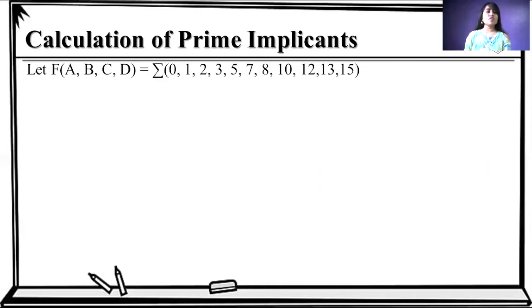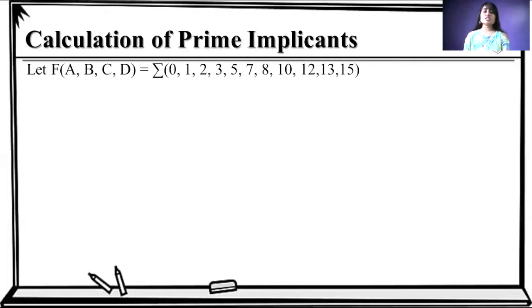Here we have a function F of A, B, C, D, 4 variables, summation of 0, 1, 2, 3, 5, 7, 8, 10, 12, 13, 15. All of these are the minterms in the given function. Now we have to first calculate the prime implicants of this given logical function. So how can we find this?